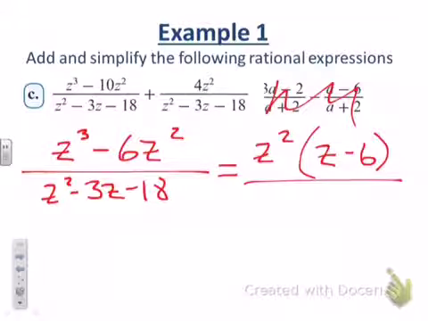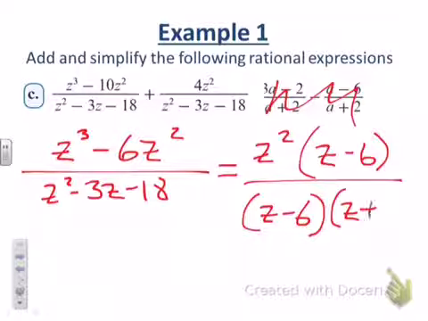Good. Now, what's the factorization of z squared minus 3z minus 18? Z minus 6 times z plus 3. Very good. You see how factoring is such an important skill, right? It's in everything in Algebra 2, college algebra, we factor. Trig, we factor. It's factor, factor, factor.